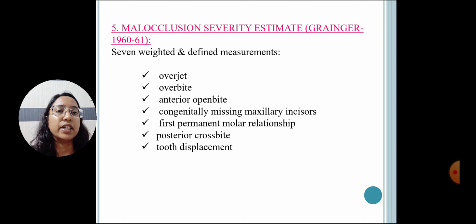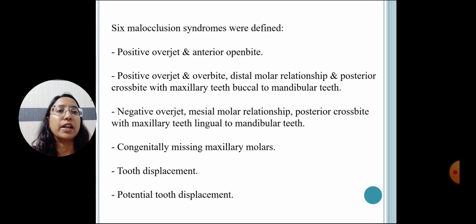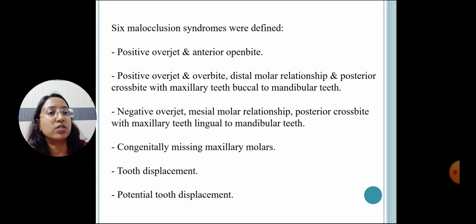So the overjet, overbite, anterior open bite, congenitally missing maxillary incisors, first permanent molar relationship, posterior crossbite, and tooth displacement were measured. And accordingly, six malocclusion syndromes were defined. First one being positive overjet and anterior open bite, then positive overjet and overbite, distal molar relationship, and posterior crossbite with maxillary teeth buccal to mandibular teeth. So it's more like a class 2 condition. Then negative overjet, mesial molar relationship, posterior crossbite with maxillary teeth lingual to mandibular teeth. This is more like a class 3 malocclusion. In congenitally missing maxillary molars, tooth displacement and potential tooth displacement.